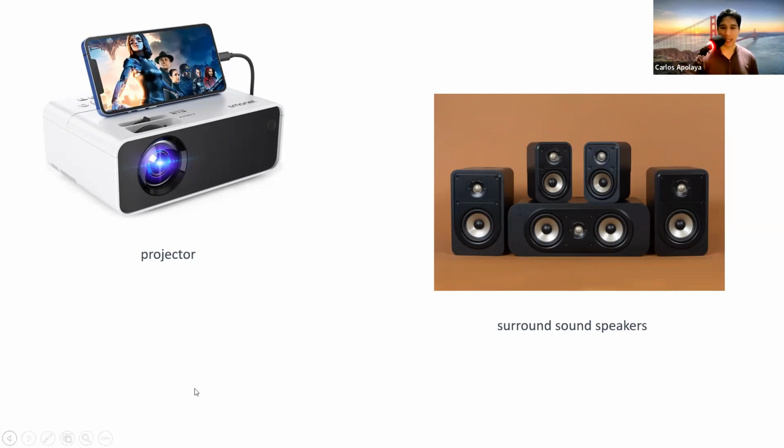And this is a, how do we call this? A surround sound speakers. Okay, surround sound speakers. Mary, do you have speakers like this? Mary Villanueva, do you have speakers like this? No? At home, yes. At home, of course. Yes.